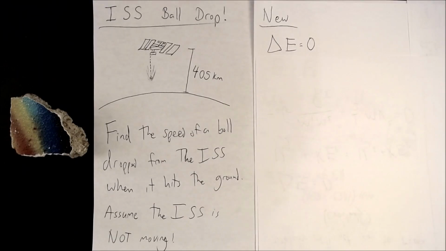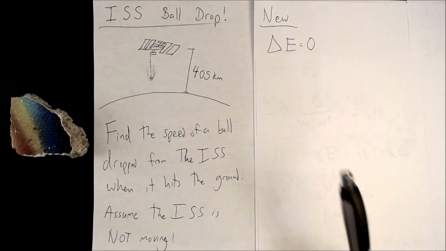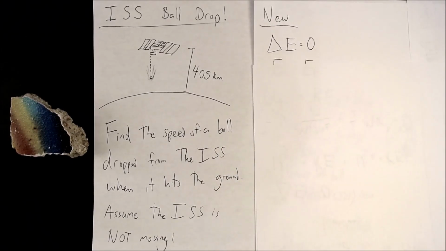There are two ways of doing this, and we're going to look at the new way first, using our new equations. Well, this is an energy problem. Delta E is equal to 0. Delta E is always equal to W, but W here is equal to 0 because there's no external work being done on it. So delta E is equal to 0. Energy initial is equal to energy final.